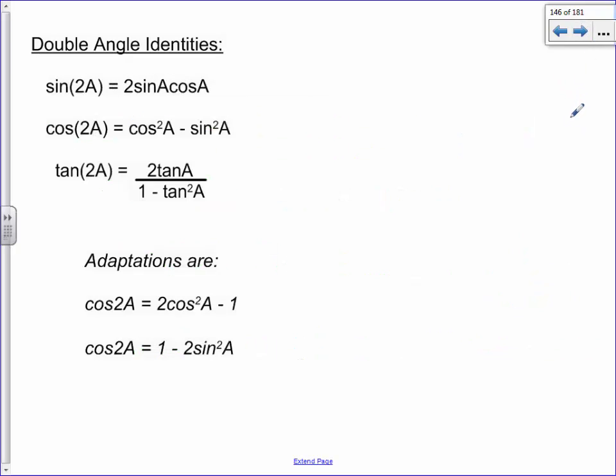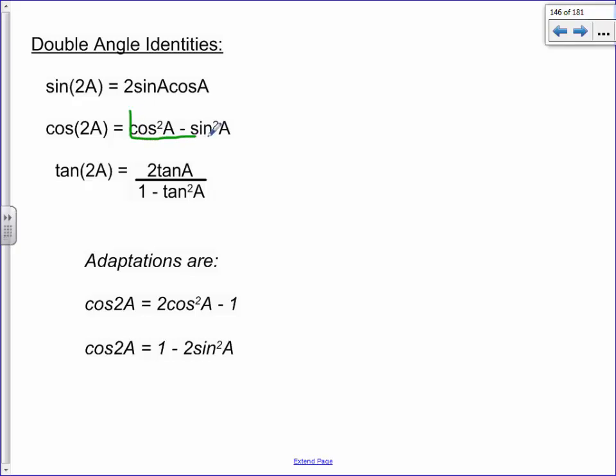Anyways, here are the rules for the double angle identities: sine, cosine, and tan. Now, I always forget, do they give you all 3 cosine 2a formulas, or just one of them? Okay, good. Let me see if I can explain why.